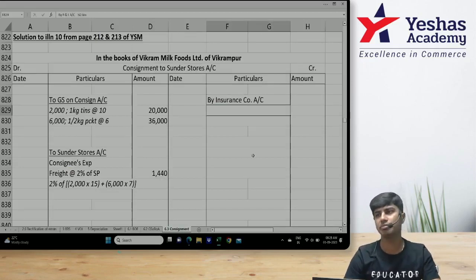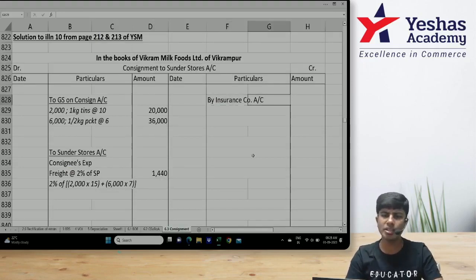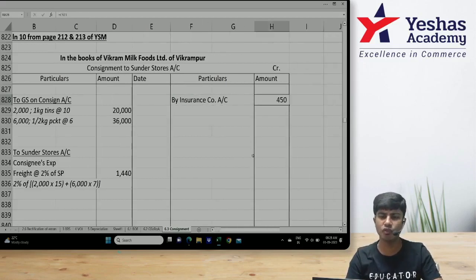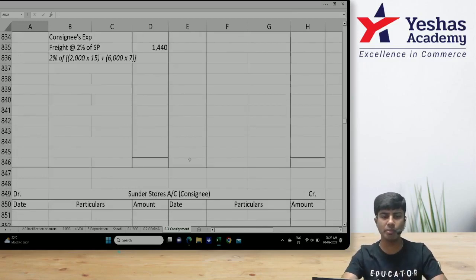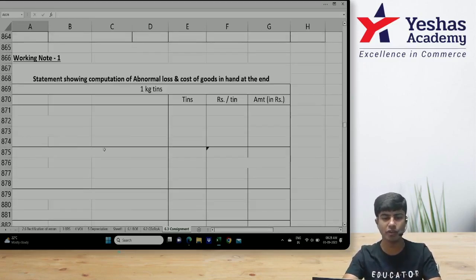Why insurance? How much is the money that is being given? 450. But is there a loss? What is the value of those tins? How much is the value? 500. If you deduct this 450, the balance will be expense. We'll do one working note for this.